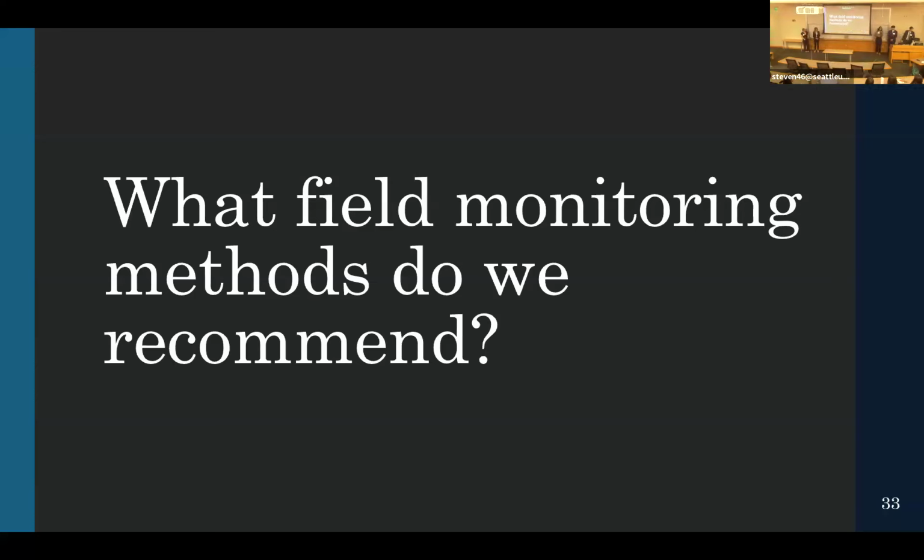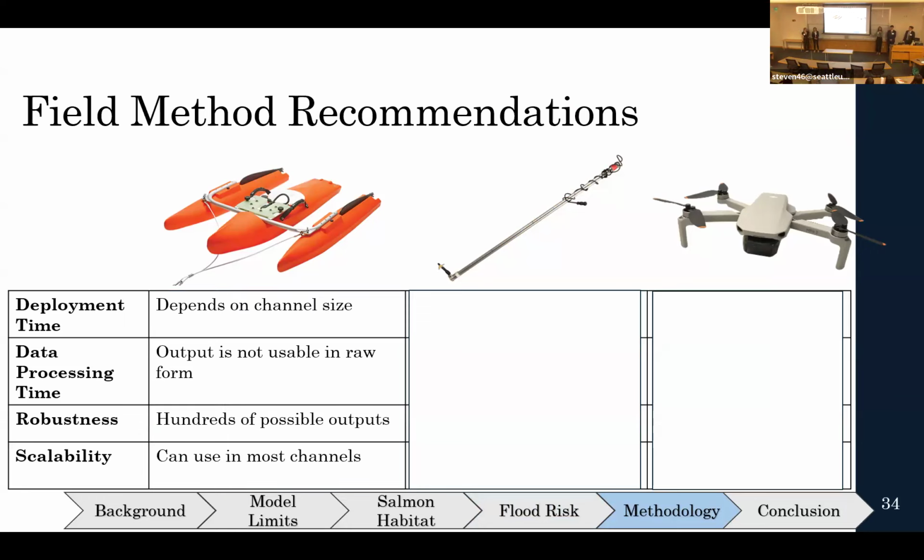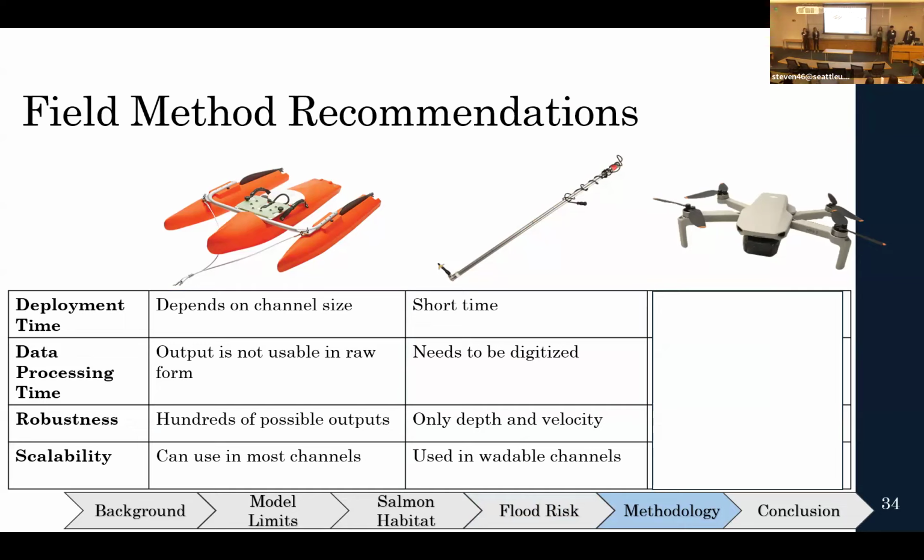Our final question was, what sort of field monitoring methods do we recommend? Our goal here in taking a look at the ADCP, the velocity meter, and the drone is to help King County inform their decisions of what kind of methodologies they would like to use depending on what sort of monitoring techniques they would like to perform. So in summary, with the ADCP, we recommend this the most. This is mostly due to its high levels of robustness, which we defined as the ability to do multiple different types of analyses based off of one transect. So you can do hundreds of different analyses based on all of the different types of outputs it can give you.